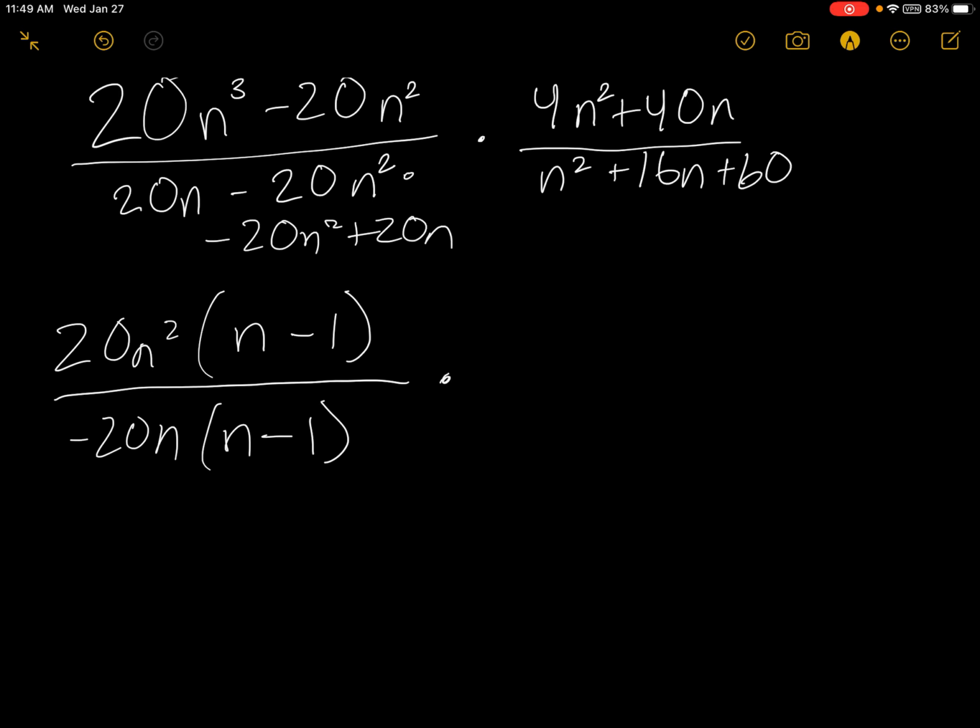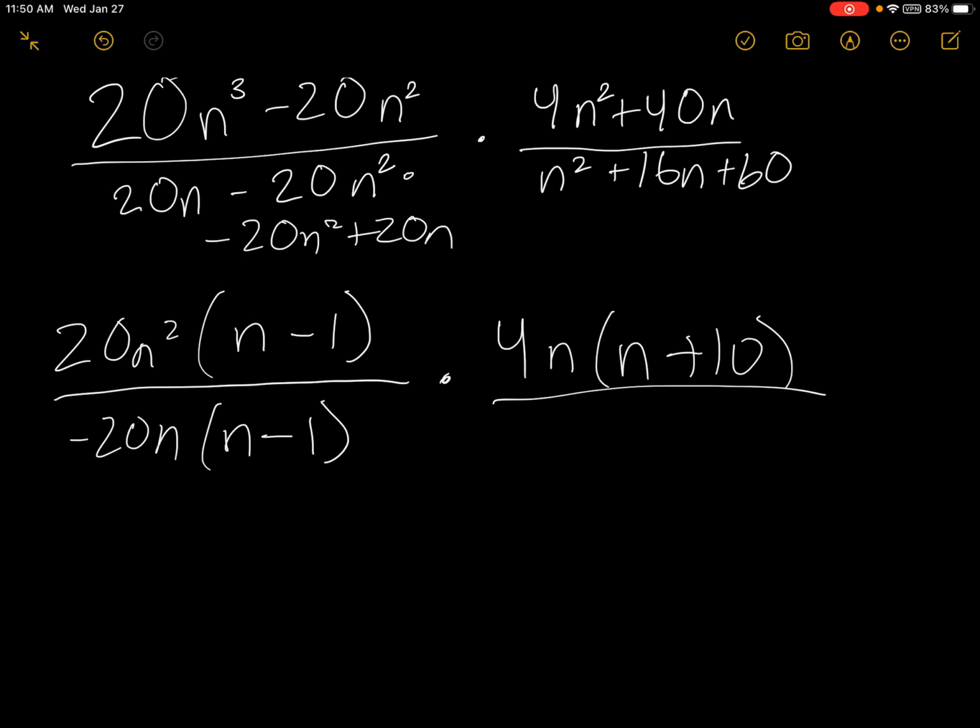times, now I'm going to factor the second expression. So we have 4n squared plus 40n. I'm going to factor out 4, right? Both our coefficients are divisible by 4, and they both share an n, so I'm going to factor out 4n. 4n squared divided by 4n leaves me with just n, and then 40n divided by 4n leaves me with plus 10. So I have 4n times n plus 10 divided by, and I have to factor n squared plus 16n plus 60.